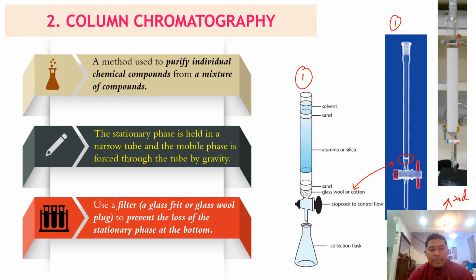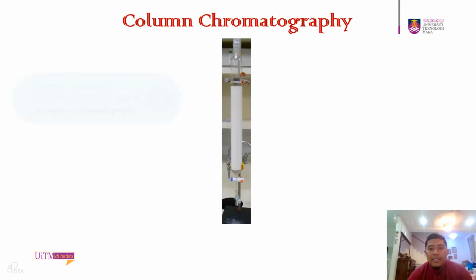And for information, we use a filter made from a glass frit, glass wool plug or cotton, which prevents us from losing our silica or alumina, our stationary phase, at the bottom. Normally for column chromatography, the glass wool or cotton is already there. So it is used, and once we have settled the reaction, we can reuse our stationary phase. Okay, this is column chromatography.